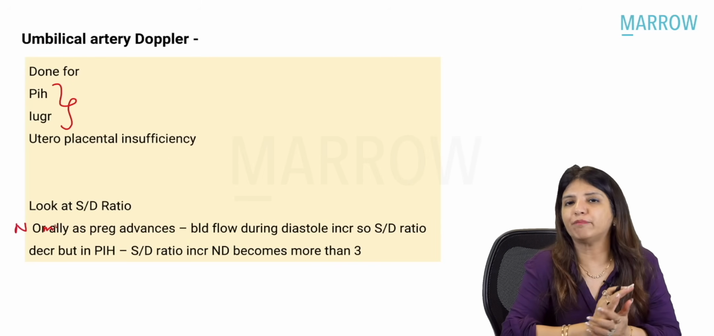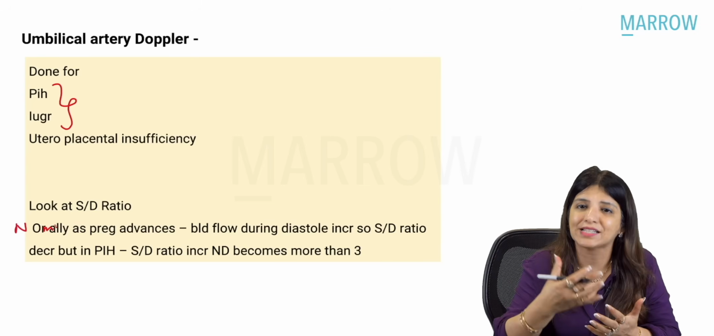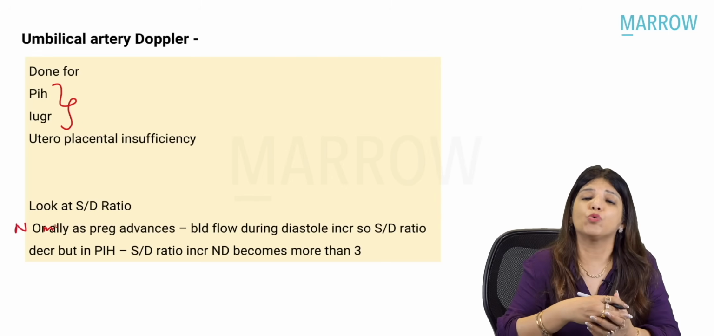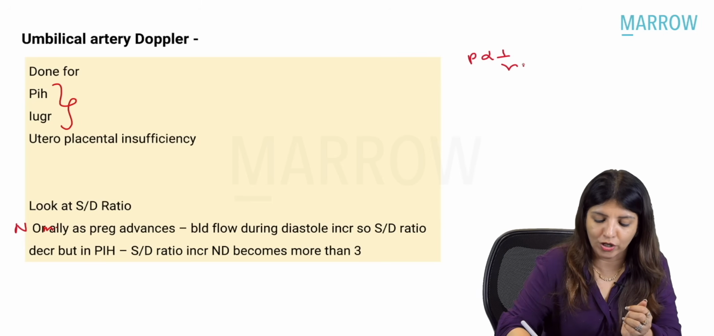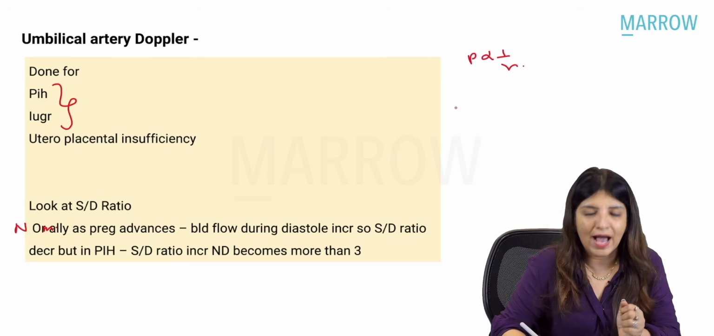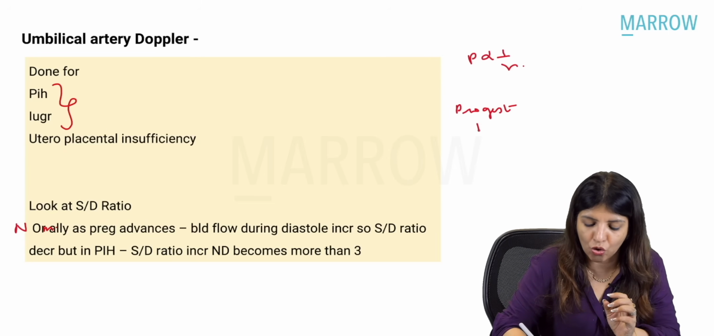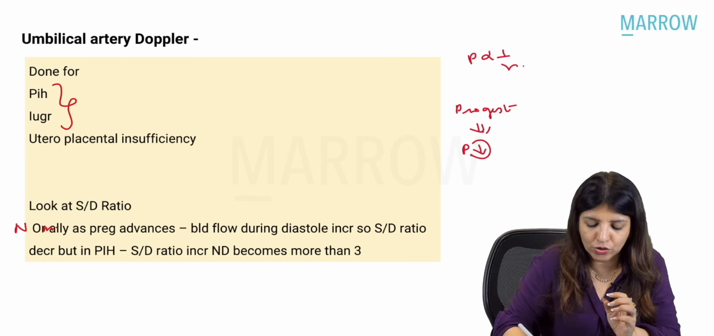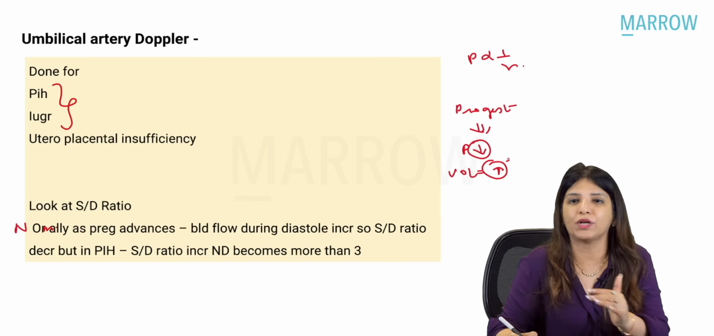So normally in pregnancy, the main hormone is progesterone, which is a smooth muscle relaxing hormone. Right? So when the resistance is going to decrease, all of you know pressure and volume are inversely related. So as pregnancy is going to advance, because of progesterone, the pressure is going to decrease. It means volume of blood is going to increase during diastole.